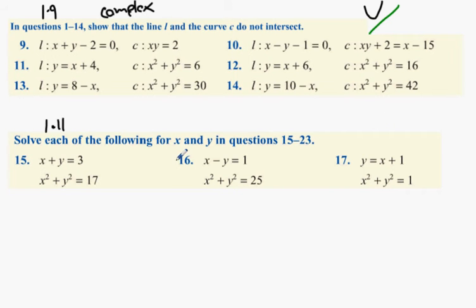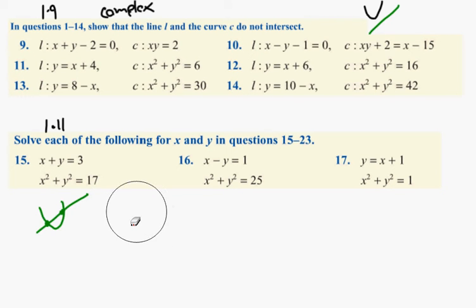Now, this time last year, in exercise 11.1, we also had these type of problems, except here's what happens. We had a curve, and we had a line, and the line hits the curve either once or twice. Now, what's very similar between the two sets of questions is you answer them the same way. So let me show you what I mean.